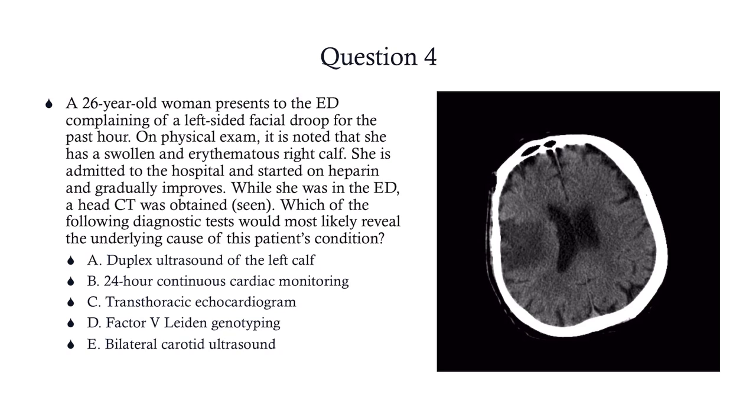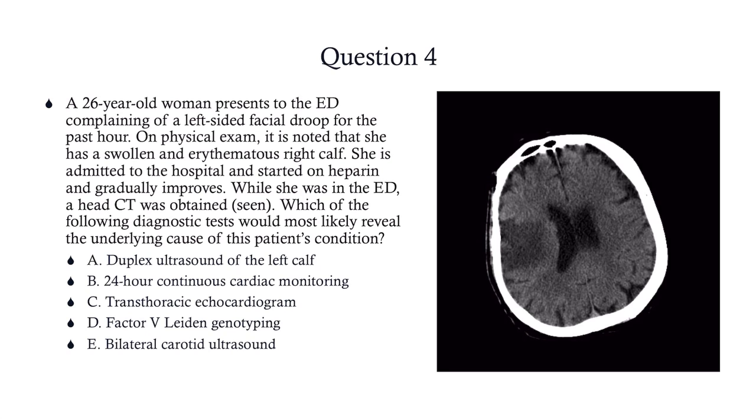And I'm just going to add here, she is on no medications and has not been on any medications besides the heparin. Is it A, duplex ultrasound of the left calf, B, 24-hour continuous cardiac monitoring, C, transthoracic echocardiogram, D, factor V Leiden genotyping, or E, bilateral carotid ultrasound?